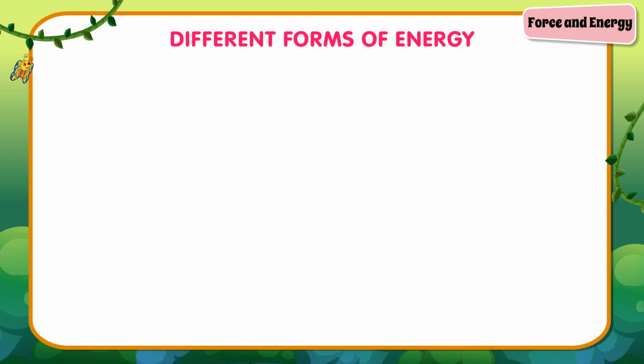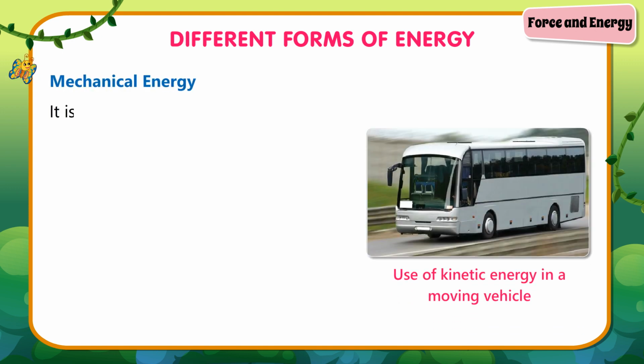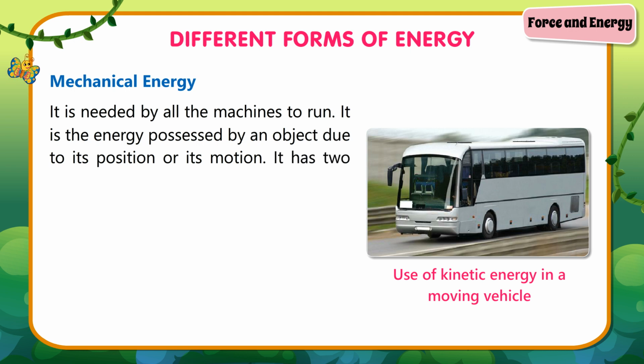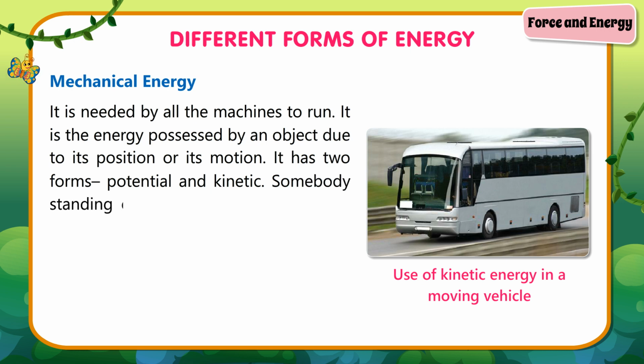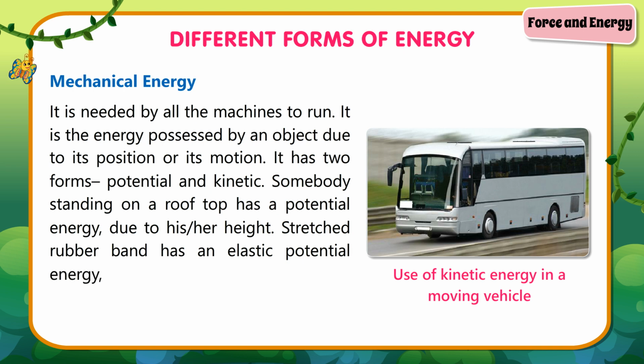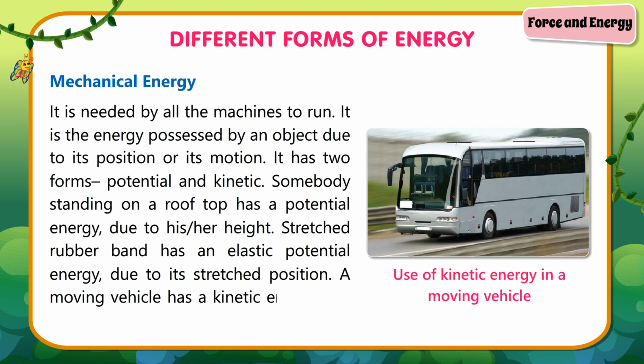Different forms of energy. Mechanical energy. It is needed by all the machines to run. It is the energy possessed by an object due to its position or its motion. It has 2 forms, potential and kinetic. Somebody standing on a rooftop has potential energy due to his or her height. A stretched rubber band has elastic potential energy due to its stretched position. A moving vehicle has kinetic energy due to its motion.